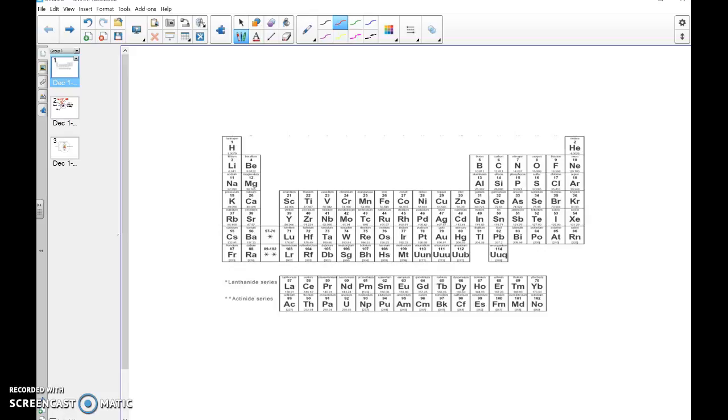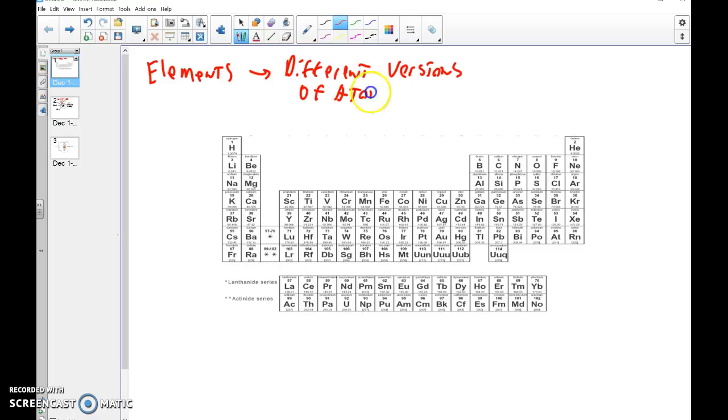Alright, ladies and gentlemen. In this video, we're going to talk a little bit about what it is that makes different atoms different. So hopefully you realize by now that this chart in front of you is the periodic table of elements. And that is a key term that we have here, is this idea of elements. And elements are basically different versions of atoms. Now, atoms are the smallest unit of material in the universe that maintains its properties.